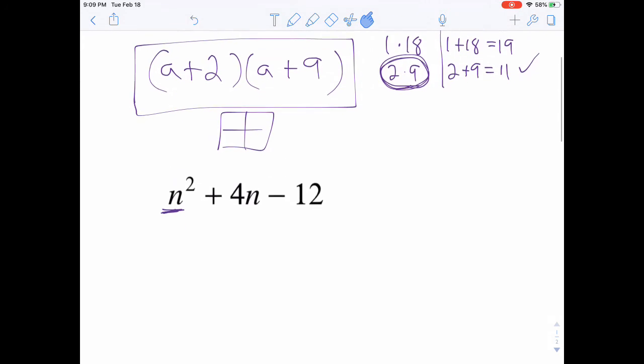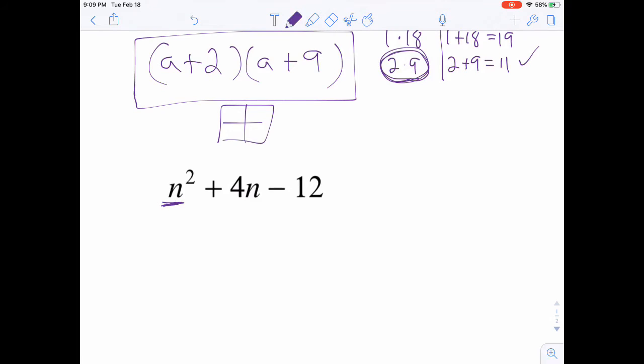And my next example here, n squared plus 4n minus 12. Again, I'm going to set up my chart here. I'm looking for what adds to positive 4, but multiplies to negative 12. And if you start rattling off some numbers, when you multiply to get a negative, you know one has to be positive and one has to be negative.